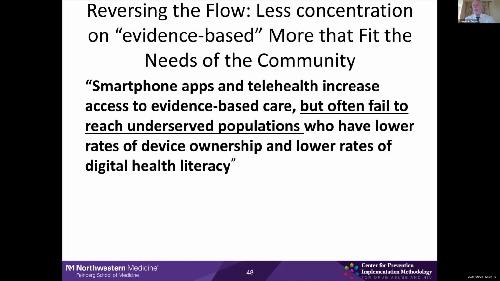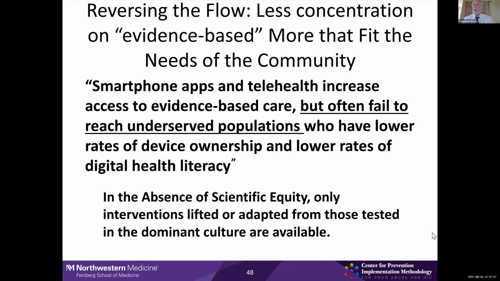It may be better to try to have less concentration on evidence-based interventions and more try to fit the needs of the community. So here's a quick statement that I pulled from one of the people making a grant proposal. I would like you to read this. I'll read it along with you in here. Smartphone apps and telehealth increase access, but often fail to reach underserved populations. What I think we are doing in here is reversing the way we are doing it. We take interventions that we know something about and then try to apply them to an underserved population. I think that's limiting in here.